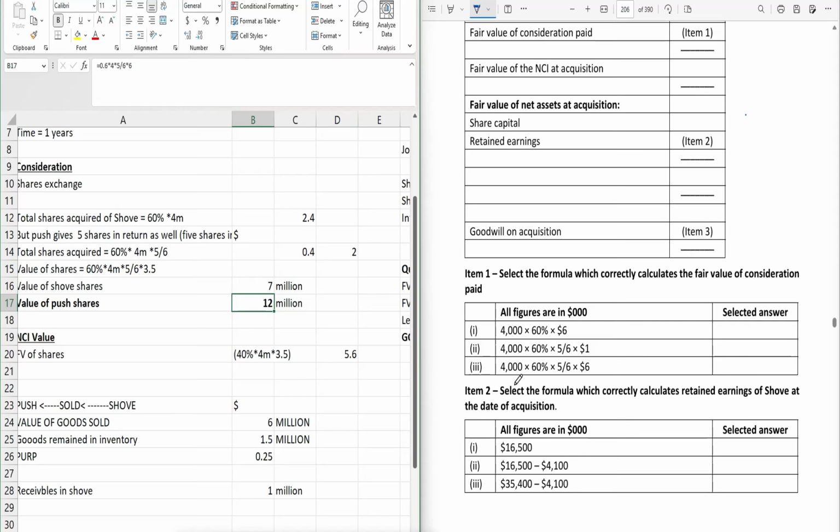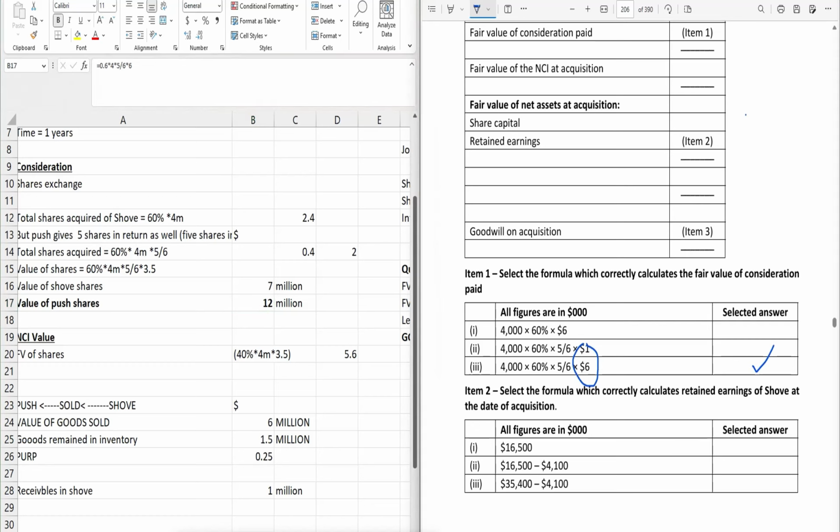But here we need to adjust for the share exchange portion. So we have multiplied by 5 into 6 as well in options 2 and 3. So option 1 is omitted because they have not multiplied 5 by 6. In options 2 and 3 there is a multiplication of 5 by 6. Now the question comes for the fair value. What is the fair value of the push? It's 6 per share. So that's why we will multiply it by 6, and so that means this option is correct.